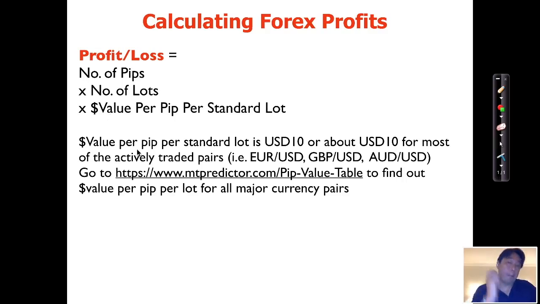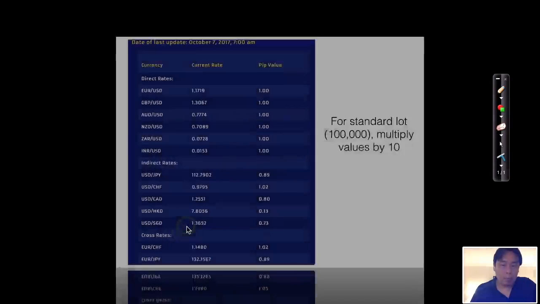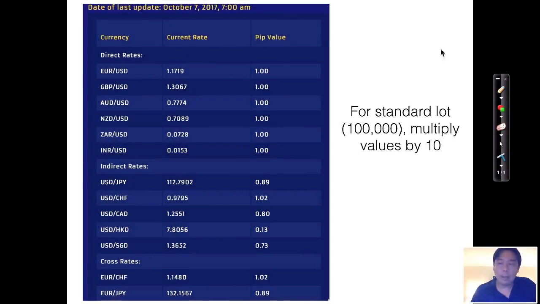The dollar value per pip for each standard lot is usually about $10, okay, for most of the actively traded pairs like Euro USD, Pound USD, and Aussie USD, okay. But to get the exact value, you can go to this website over here, mtpredictor.com/pip value table to find out the exact dollar value per pip per lot for most of the major currency pairs. So if you go to the website, you will see something like that, okay? And again, this changes all the time. So you have to get the latest update on that day, okay?